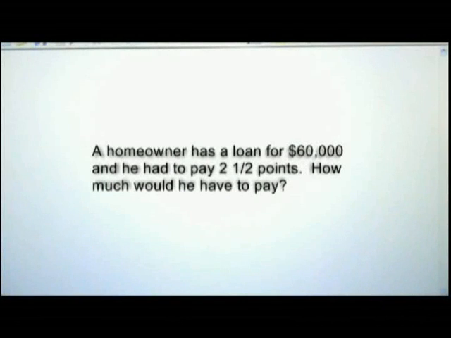Finance. A home buyer has a loan for $60,000 and he has to pay 2.5 points. How much would he have to pay? Remember what a point is. A point is 1% of the loan amount.